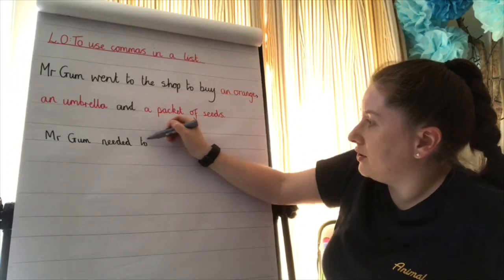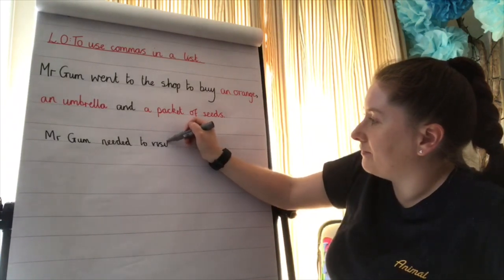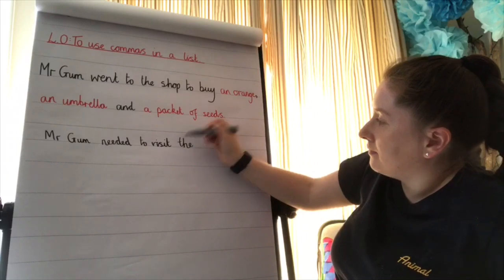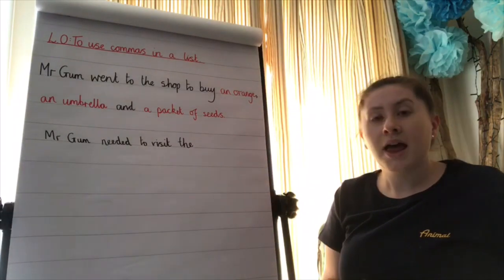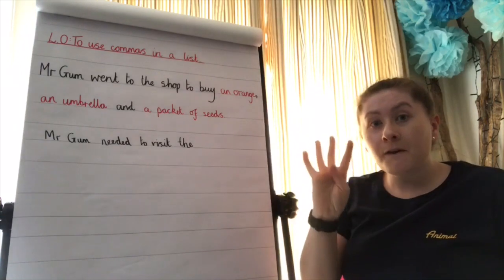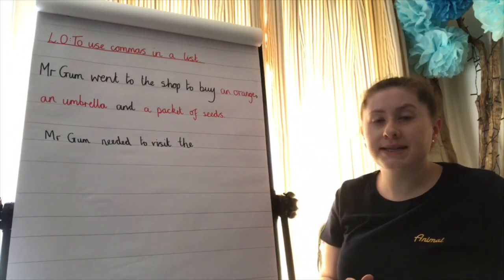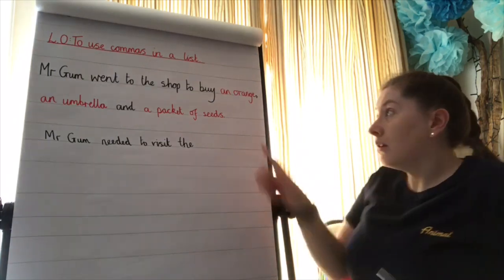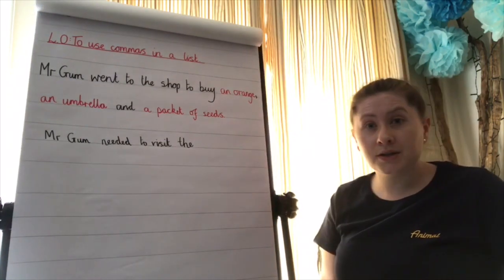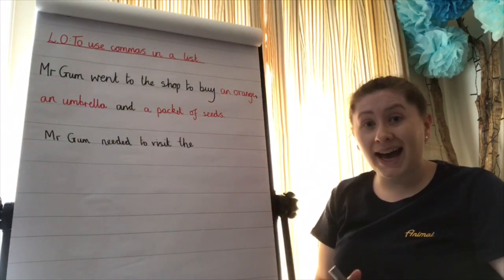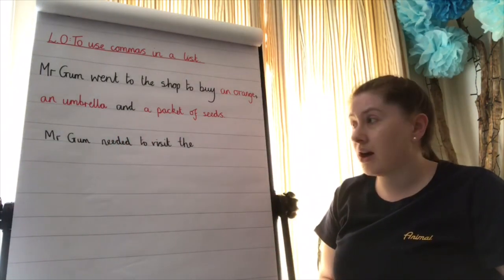Needed to visit the... And then we'll list our items. This time in our list, we're going to have 4 in our list. So we're going to think about our steps to success. We know we need to separate with commas, but between the last 2 items, we separate with our and. So we'll have a go together.